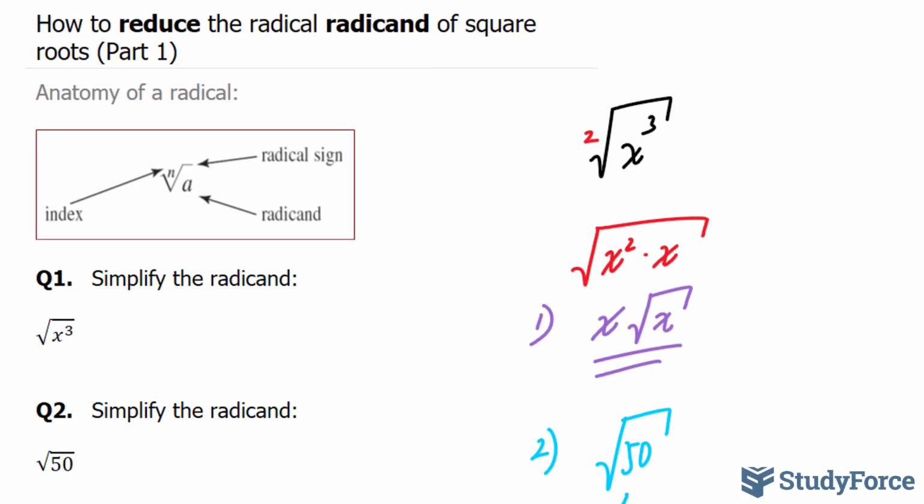4 examples on how to reduce the radicand of square roots. Make sure to watch part 2 for some more complicated examples.